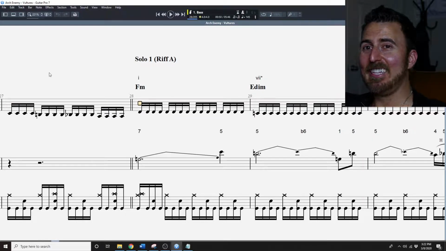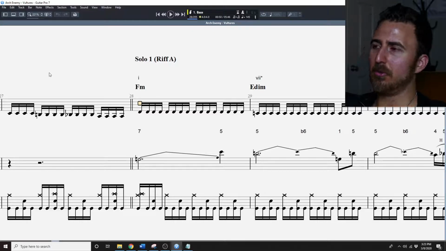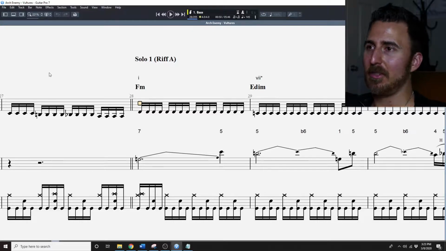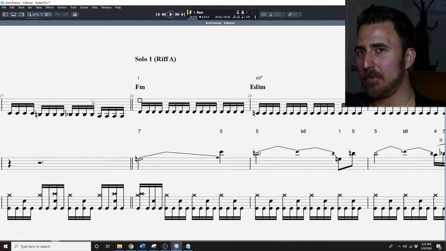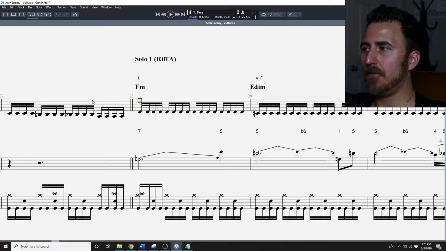Now, I've actually taken a different approach to analyzing this part than I did in my other videos, which just goes to show that sometimes in music theory there are multiple ways to look at something. But when it comes to this, I have decided that this part would best be understood from the perspective of F minor. That's the key we're going to be working from when we're talking about this.